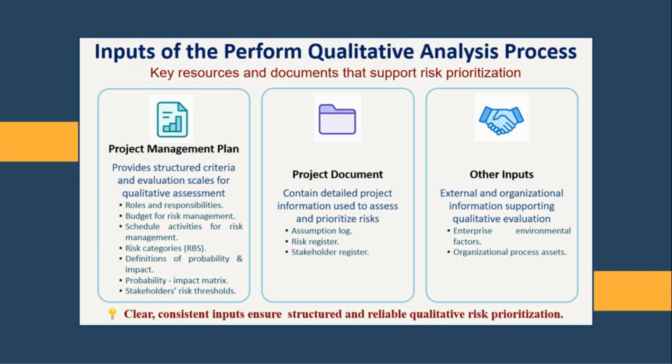The second group of inputs consists of project documents. The assumption log highlights uncertainties that may turn into risks, the risk register provides the list of identified risks for evaluation, and the stakeholder register helps understand stakeholder influence and risk perceptions. Finally, enterprise environmental factors and organizational process assets provide the organizational and external context, including regulations, culture, historical data, and lessons learned. Together, these inputs create a solid foundation for systematic and effective qualitative risk analysis.